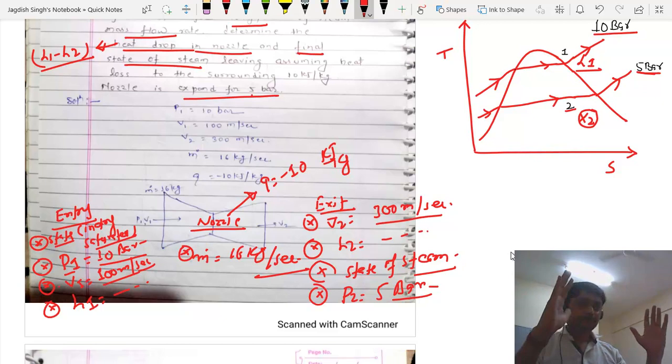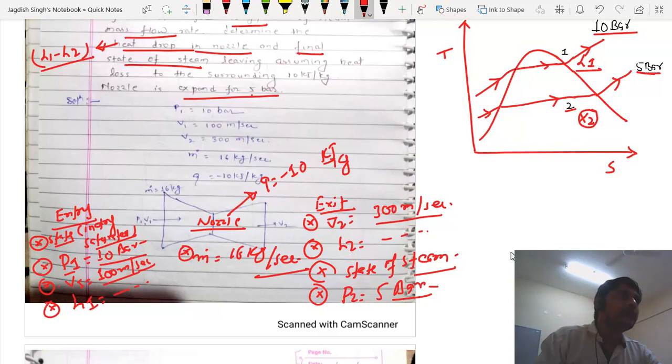Okay. So basically, overall, in this numerical, there is a nozzle in which dry saturated steam having mass flow rate of 16 kg per second enters at the pressure of 10 bar and velocity is 100 meter per second. After expansion in this nozzle, the velocity becomes 300, this is 3 times of entry. And pressure reduces to 5 bar. This nozzle is rejecting heat to surrounding at the rate of 10 kilojoule per kg. Now we have to find the enthalpy drop and quality of the steam. This is all about the problem. This is very interesting. Just we are trying to solve it.